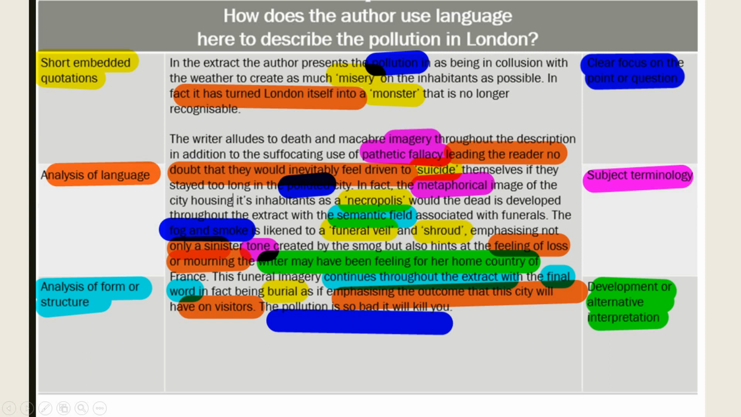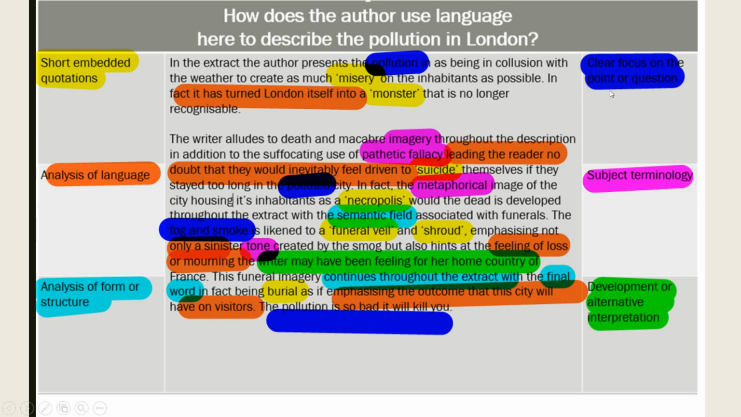Have I analysed language? Yes, but not as well as I could have done, I don't think. I talked about the fact London itself is a monster. You feel driven to suicide, feeling of loss, feeling of mourning, emphasise that the city will kill you. Have I talked about the form and structure? Yes. I talk about the semantic field, which is the collection of words on a linked theme to the funerals, and I talk about the fact that continues through the extract and that final word being burial, as if that's the final outcome that this is going to have on you. You're going to die. The pollution is so bad it will kill you.